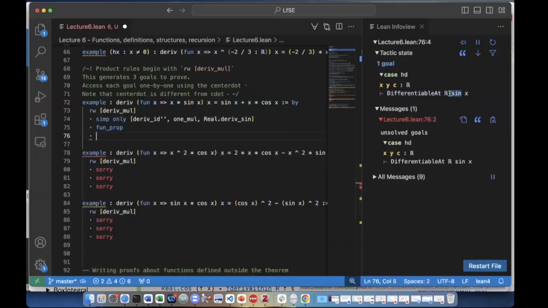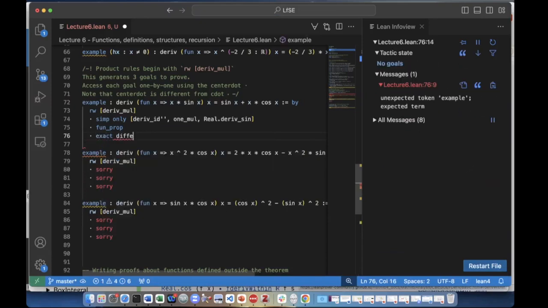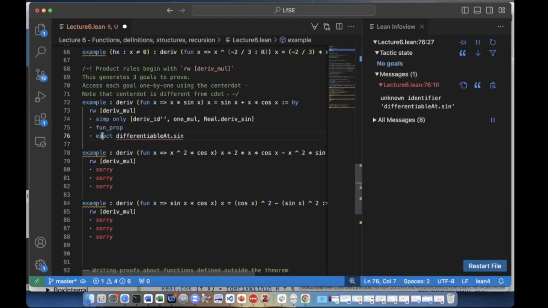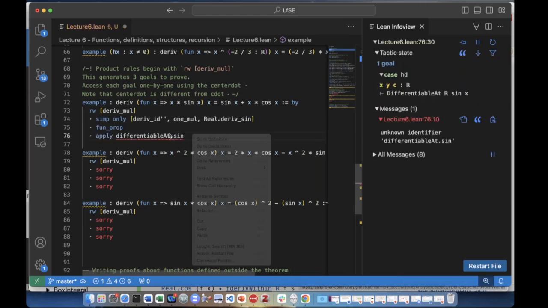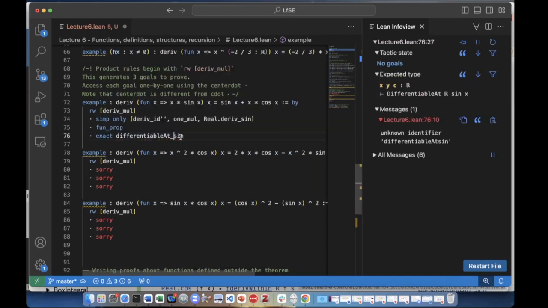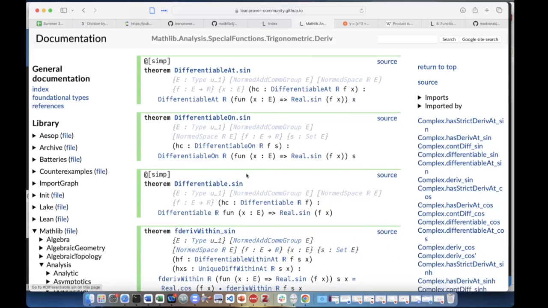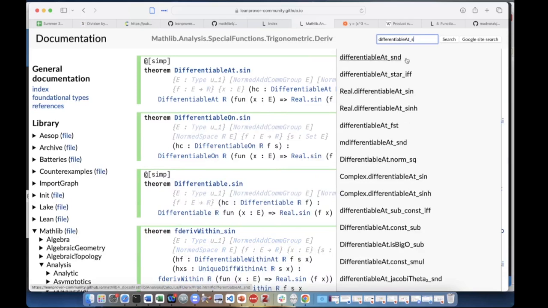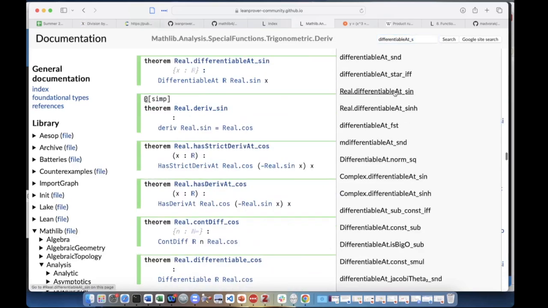In fact, this goal is exactly the same goal as that theorem, so we can just go and use it as exact. Differentiable at sine is exactly what we're looking for. This closes the goal. Can I do dot sine? Can I do apply this? No? Oh, it doesn't know what this is. I spelled it right the first time. I'm unclear why the underscore is in there. Differentiable at underscore sine. Oh, this is the one. We actually found this one.